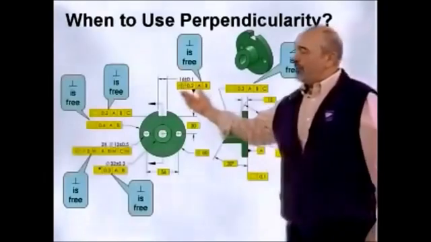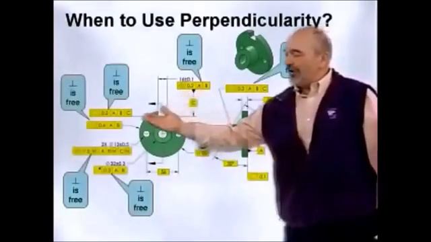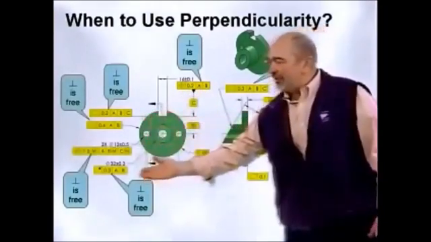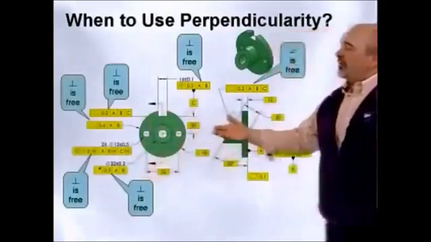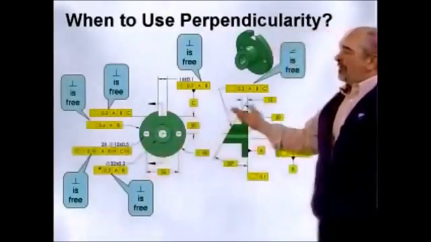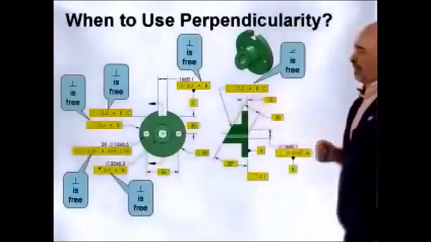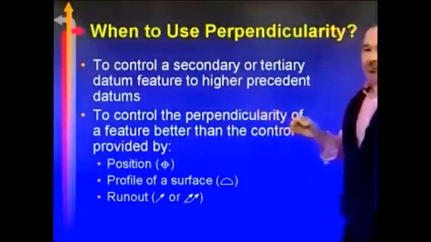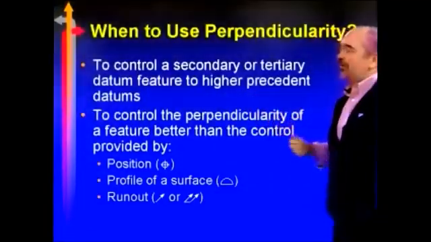I get it for free with position, with the profile tolerances, and with the runout tolerances. And the other orientation tolerances also. Here with profile, I'm getting angularity for free. So since we get them for free, I don't need them usually unless it's a refinement.